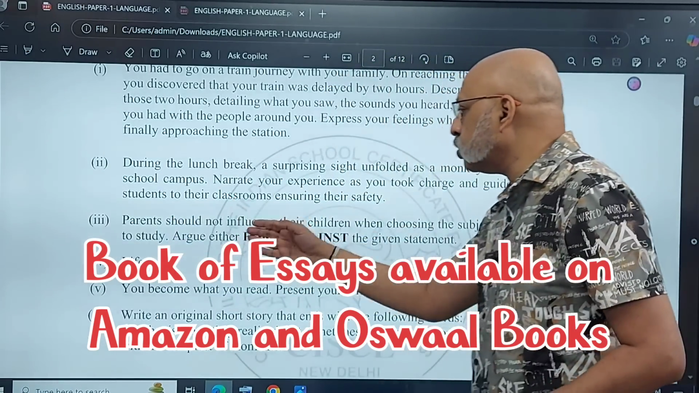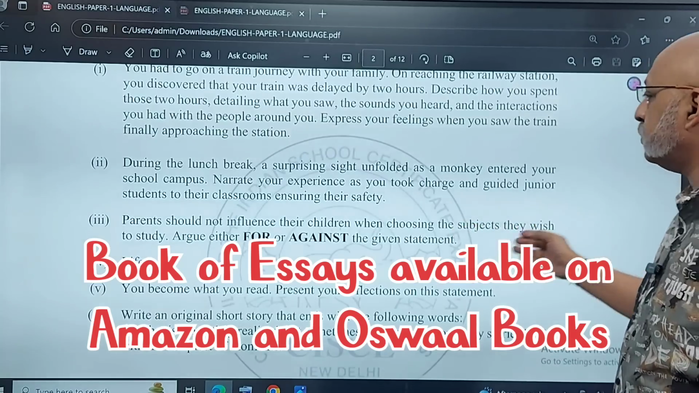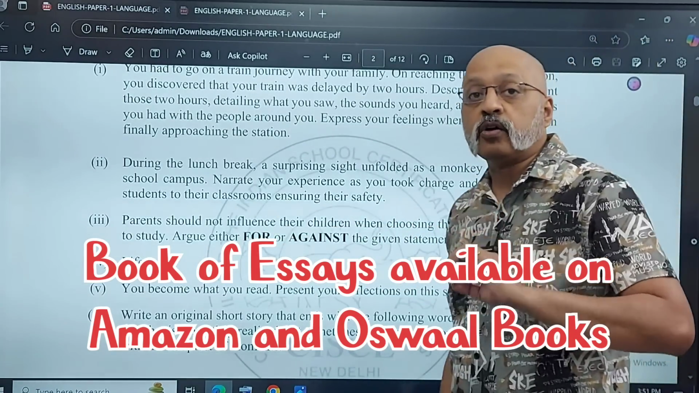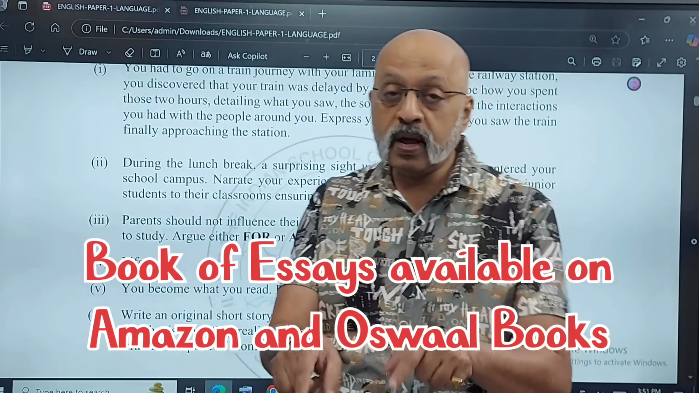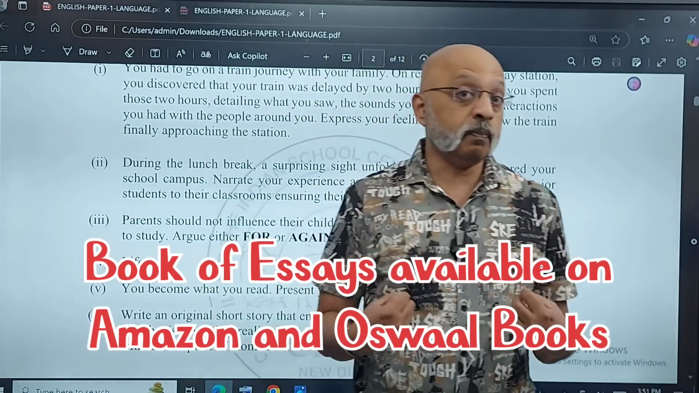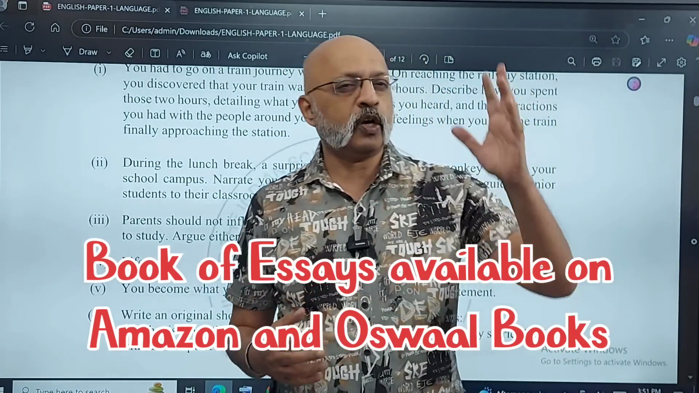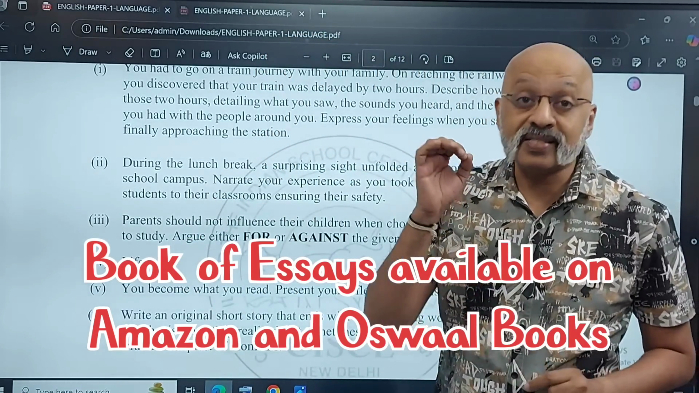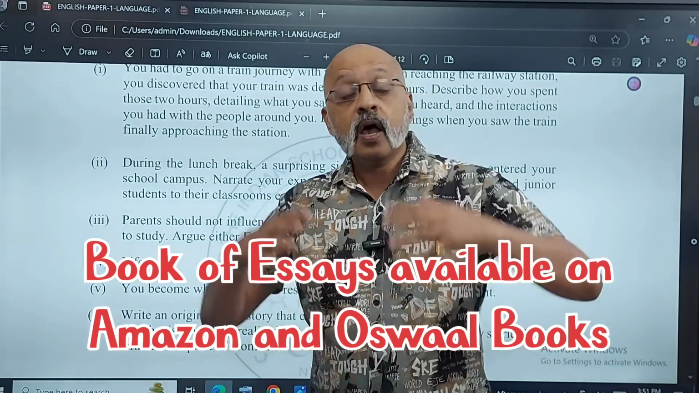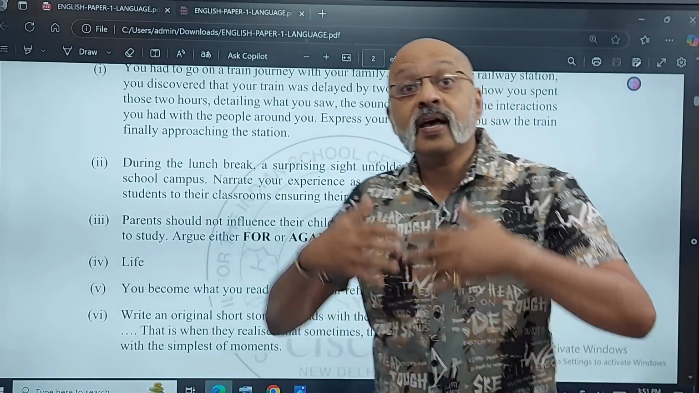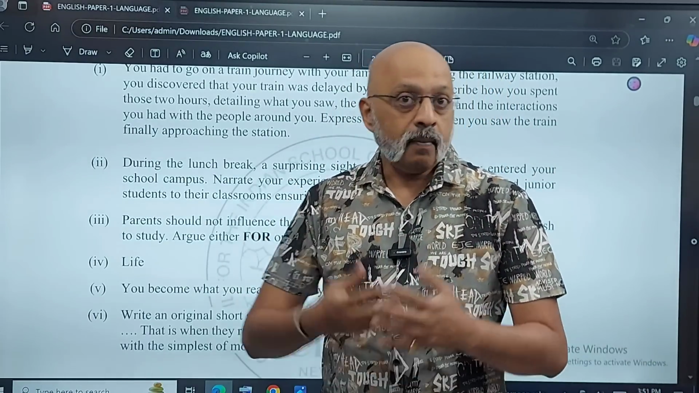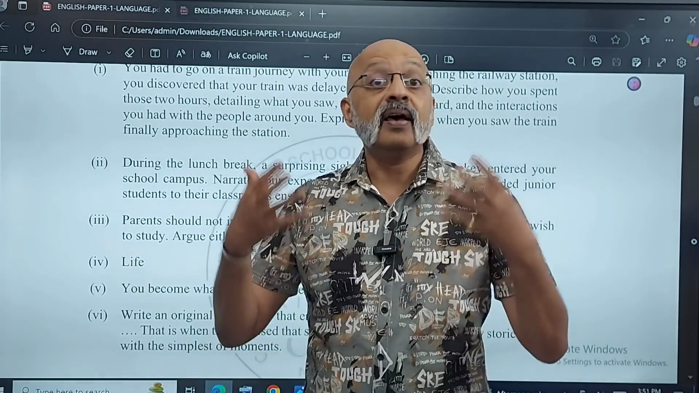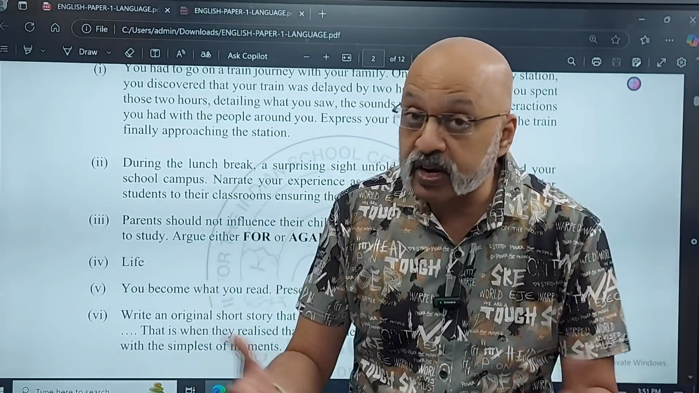Okay, so parents should not influence their children when choosing the subjects they wish to study. Argue either for or against a given statement. Now this is part of the specimen paper. In this book I have taken some of the specimen paper के questions. I have not taken PYQs because PYQs कभी भी repeat नहीं होते हैं. And why I am asking the class 10 students to watch this video is because a topic like this can also come in class 10, because I have seen over the years that the topics for class 12 and class 10 generally overlap. They are very very similar.